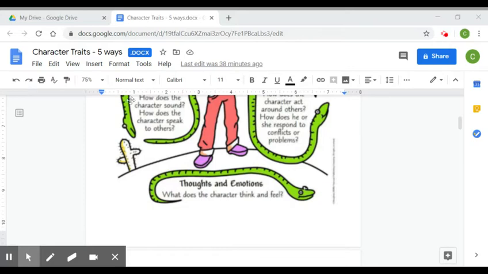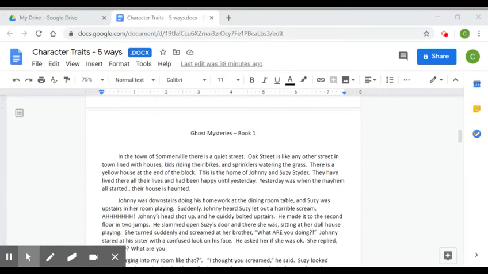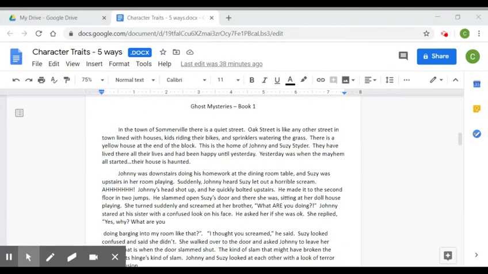Now, the story that we read last week, or that we created, was Ghost Mysteries Book One. I'm going to read the first part of it so that we can remember what we read, and then we're going to talk about a character from the book. We're going to pick one, and then figure out the 5 different ways the author, aka Mr. Nettles, created the character and what I put into my story to help develop this character.